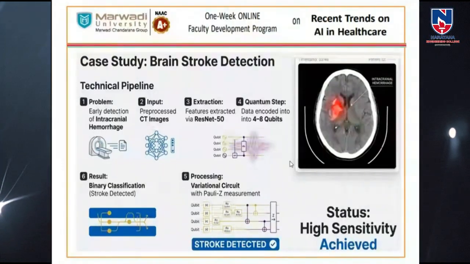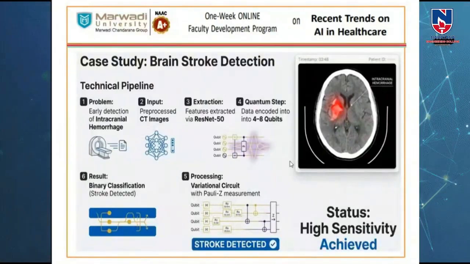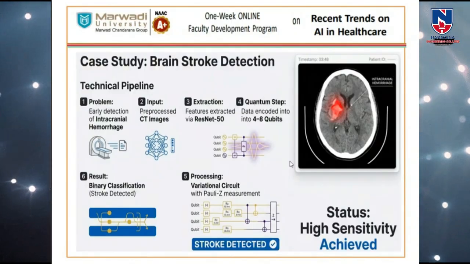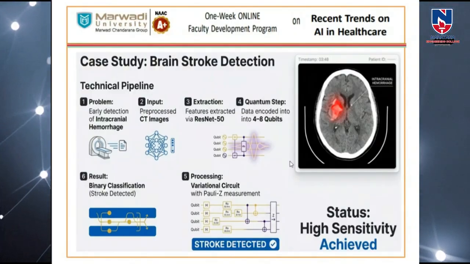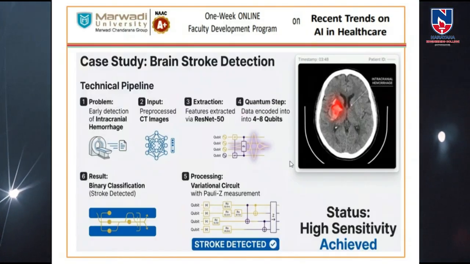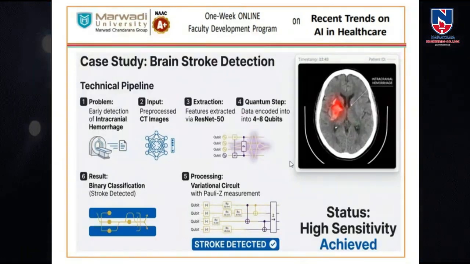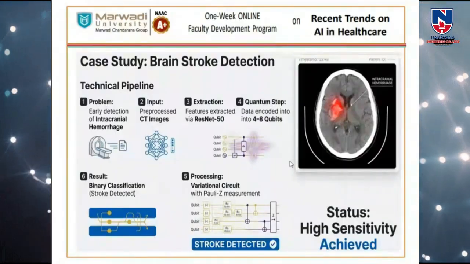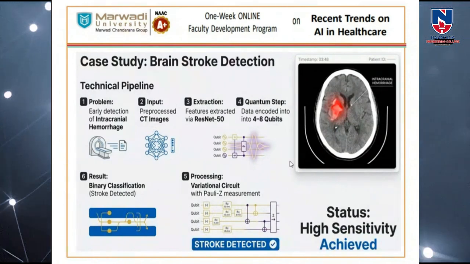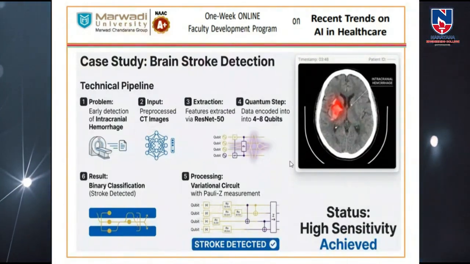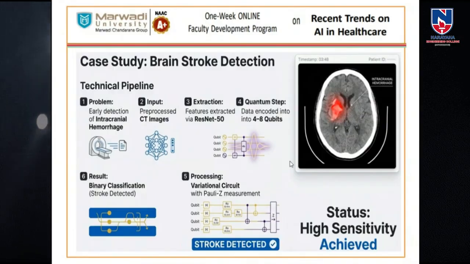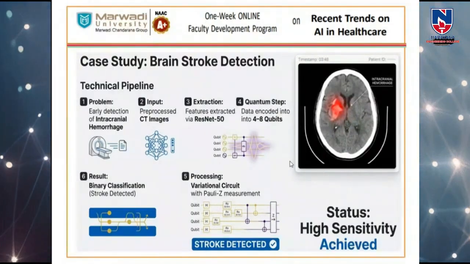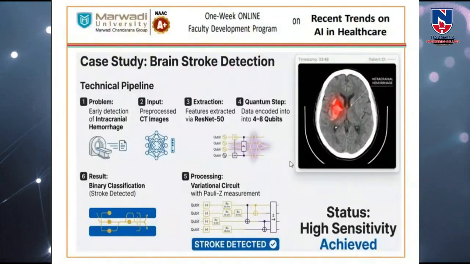Let us take an image as input. The problem statement here is that the objective is early detection of ingranational RNAs from the brain. The input is given to the classical crunch where the CNN model is applied. After pre-processing, it is applied to QNN or ResNet 50 for feature extraction.